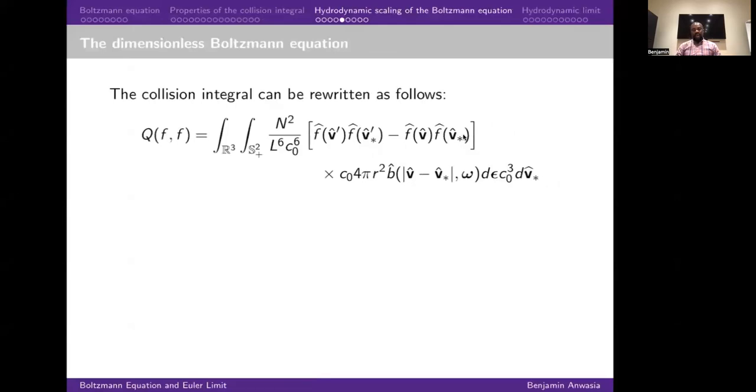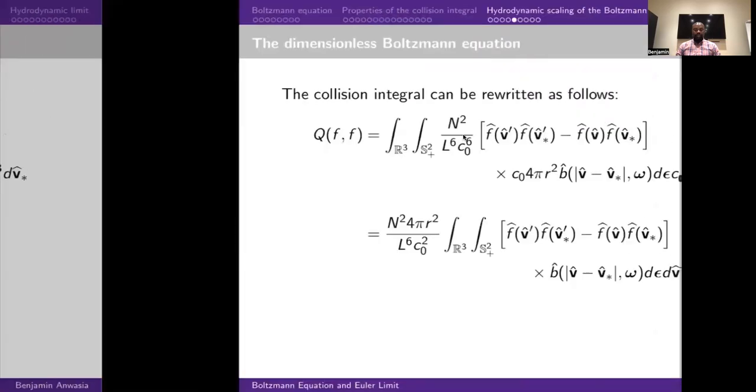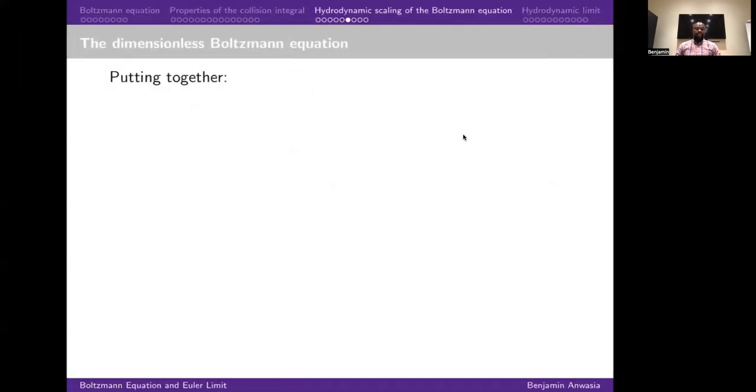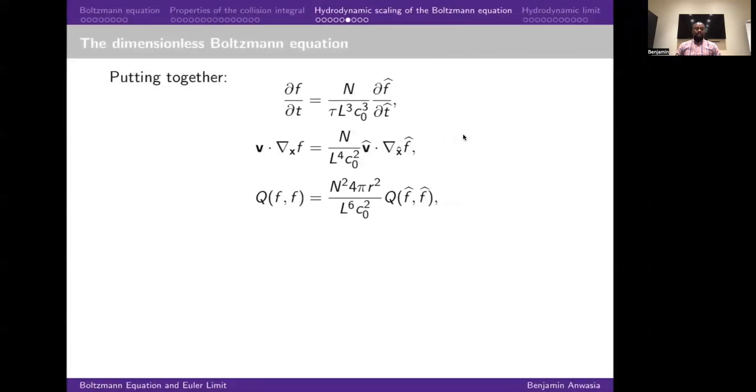Taking the constants outside the integral sign, we obtain that we can rewrite the right-hand side of this equation as given below, or equivalently as follows. Now, putting together the first term on the left-hand side of the Boltzmann equation, the second term on the left-hand side of the Boltzmann equation, and the third term, in particular, the collision operator, we obtain that the Boltzmann equation can be rewritten as follows.